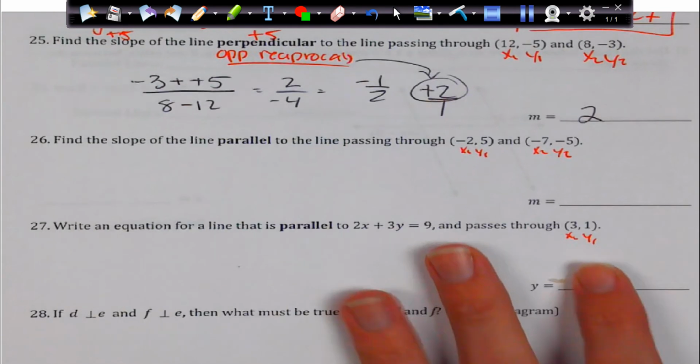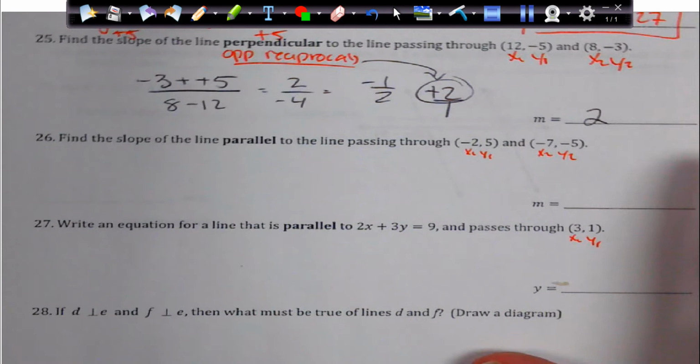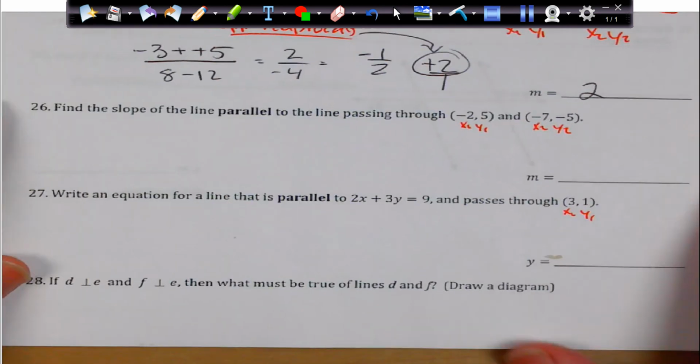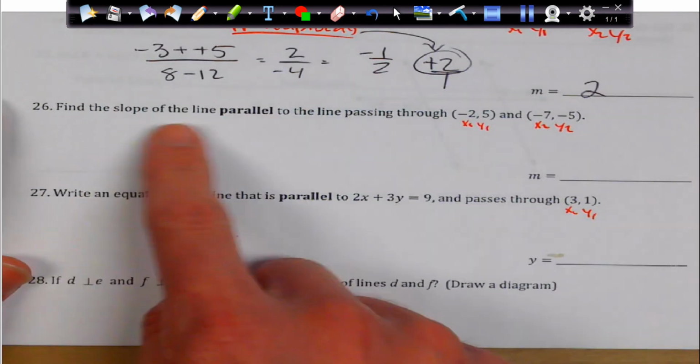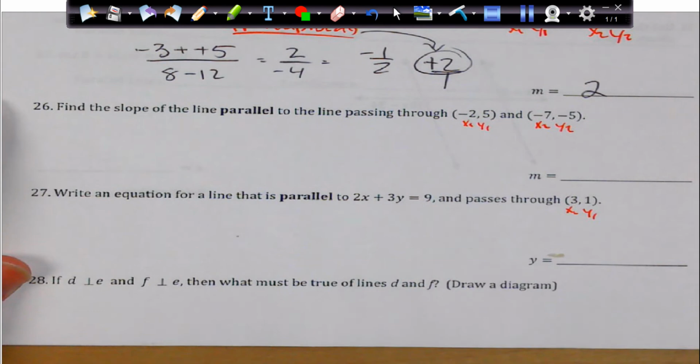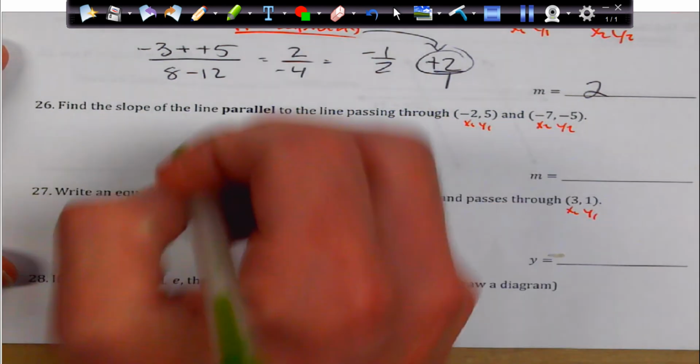All right, let's get to it on 26. Find the slope of a line that's parallel. All we really have to do here is find the slope, because parallel has the same slope.